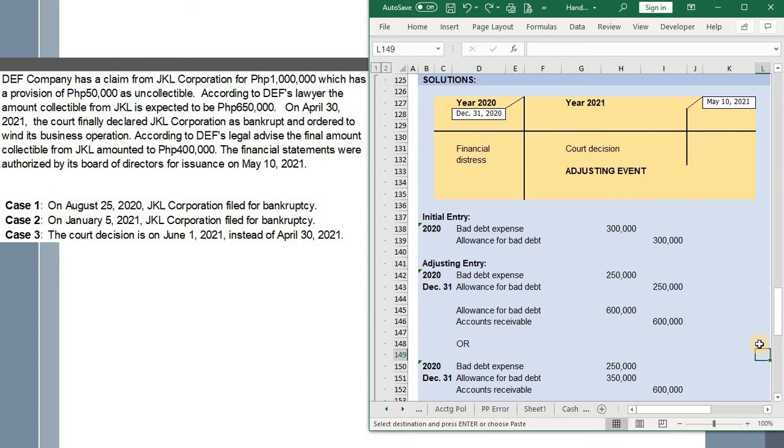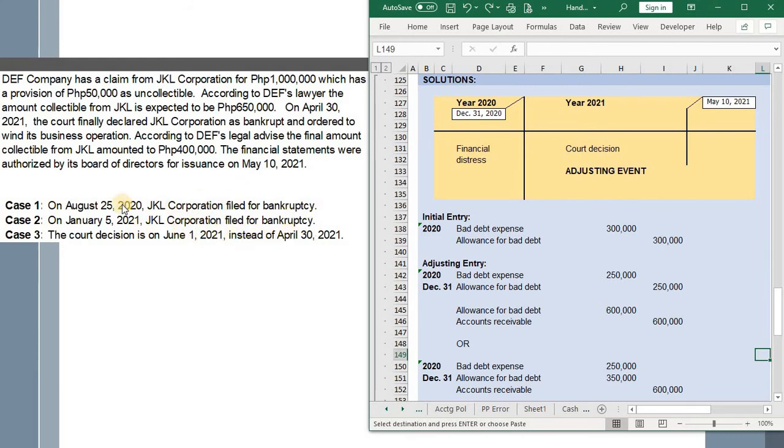So now let us proceed to case 2. Actually, the answers for case 1 and case 2 are similar. So it means that the court decision in 2021 is still considered an adjusting event, although JKL Corporation filed for bankruptcy on January 5, 2021, which is already after the reporting period, which is 2020. Because the condition that must exist in 2020, which is the current reporting period, is not the filing for bankruptcy. The condition that must exist in 2020 is the reason why JKL filed for bankruptcy.